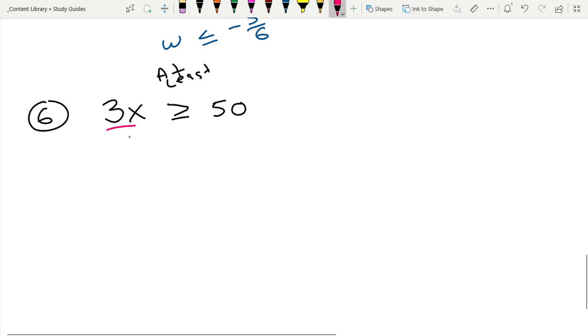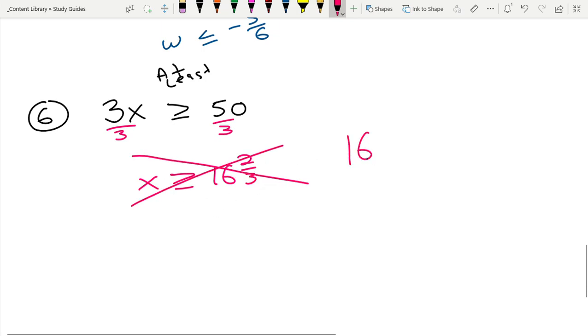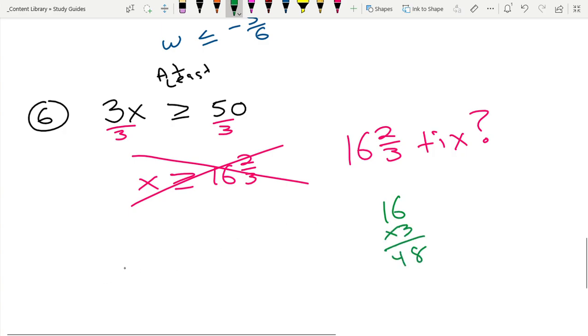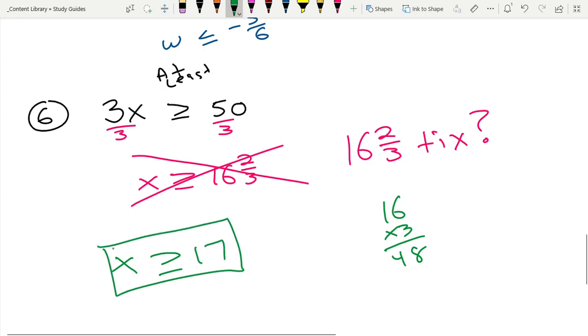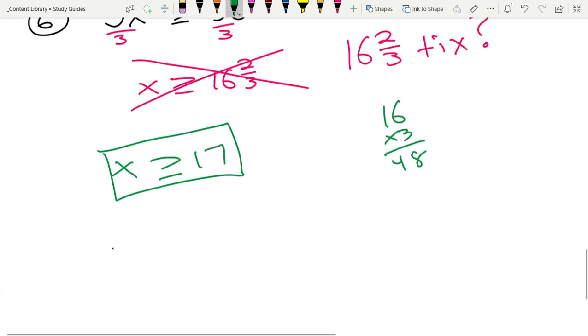Now we can solve it. Divide by 3, divide by 3, and you get x is bigger than or equal to 16 2/3. But you cannot write that as your answer. Because can you sell 16 2/3 tickets? No. So your goal is, well, what do I do? Do I sell 16 tickets or 17? Well, if you sold 16, you would only get $48. So you have to sell more than or equal to 17. 17 tickets is the magic number in order for you to make your goal of $50.